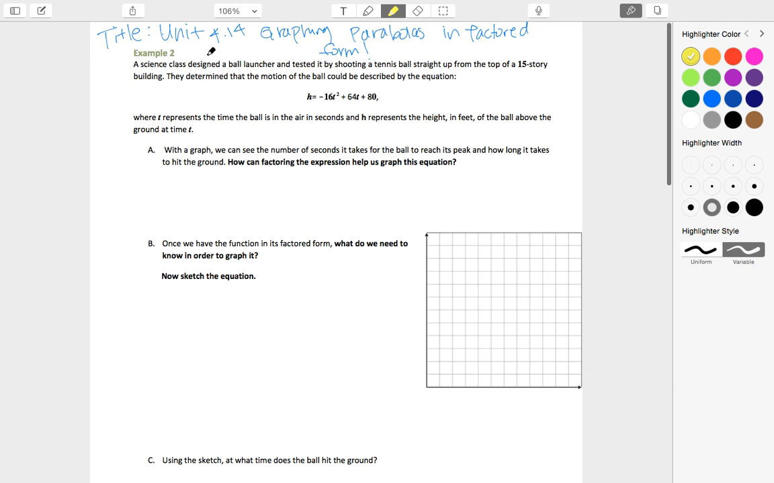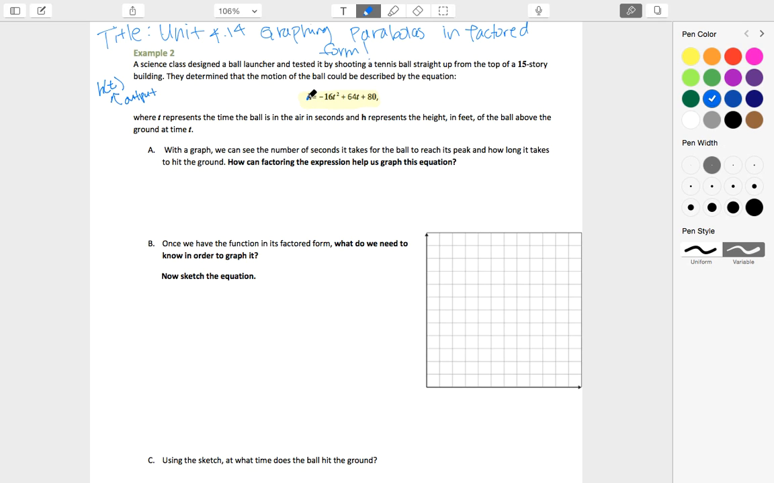So it says, a science class designed a ball launcher, testing it by shooting a tennis ball straight up from the top of a 15-story building. They determined that the motion of the ball could be described by this equation. So here we have this equation, and you'll get a second video, and in the second video, they'll represent this h as h of t, which just means the same thing as your output. Okay, so that is your output.